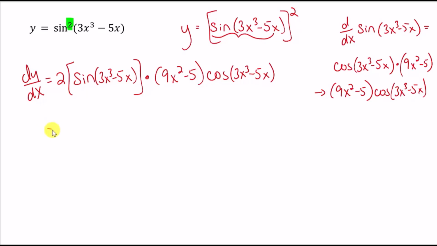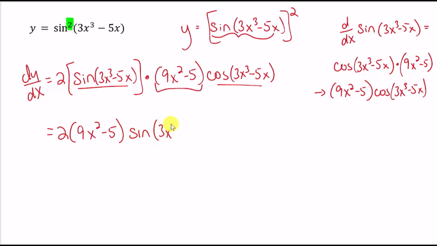Now, if I'm rewriting this, I'm really just going to put things in a different order out of my own personal preference. I'm going to leave the 2. I'm going to take this factor right here and I'm going to write 9x squared minus 5. And then I'm going to put this and this in either order really. So sine of 3x cubed minus 5x. And then cosine of 3x cubed minus 5x. And that's my derivative, guys, and there's a lot to that, and it's very easy to miss something. So break it down and do it piece by piece.